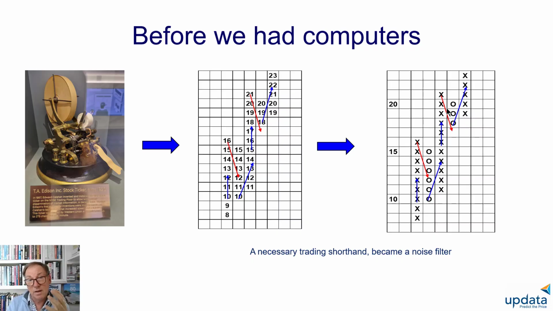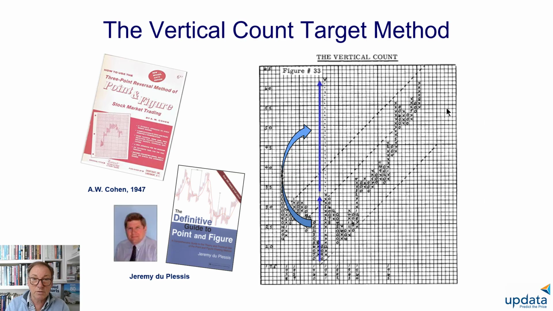Now, remember, these targets are derived from point and figure charts. Point and figure charts, when we had the ticker tape back in the day, it was too difficult to record all the prices coming out in the ticker tape, obviously pre-computers, and even if you tried to record it and graph them all. So this was a necessary shorthand, and it became a kind of filter for noise. You only recorded the big round numbers. And so this is really where this comes from.